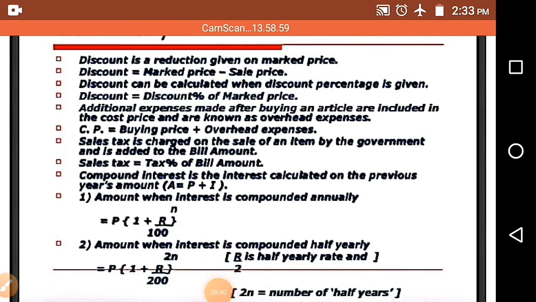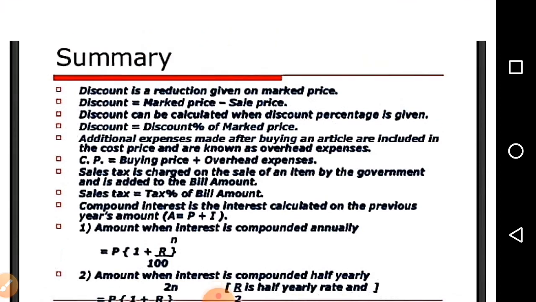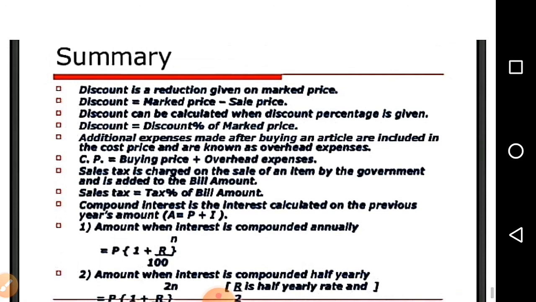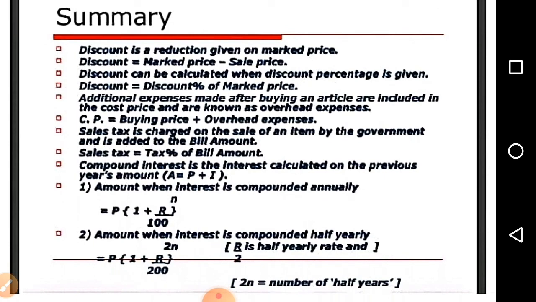Now these are the summary points we have discussed earlier in this chapter. You can note them down or write them somewhere. It will be helpful before the exam, you can revise it. So what is discount, percentages on discount, what is CP, sales tax, and all these things. Now when we start solving textual exercise sums, it will be easier for you to understand these topics. Hope you understood. Thank you.